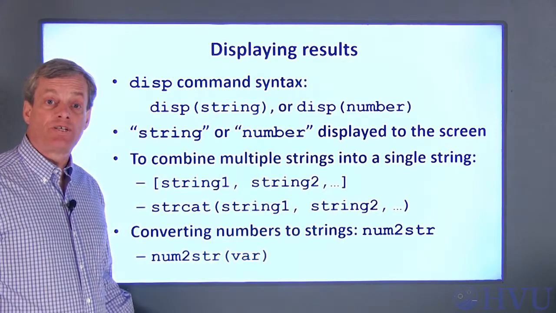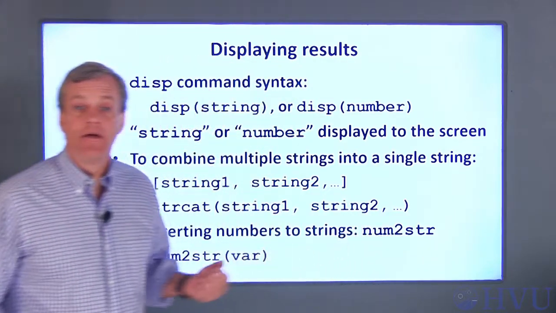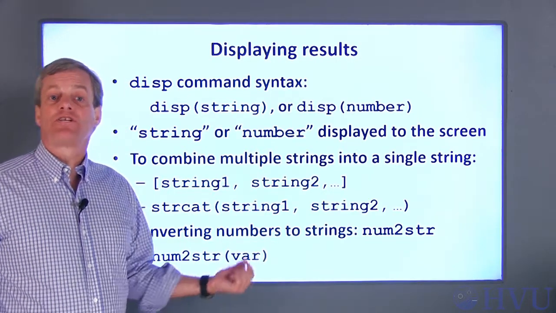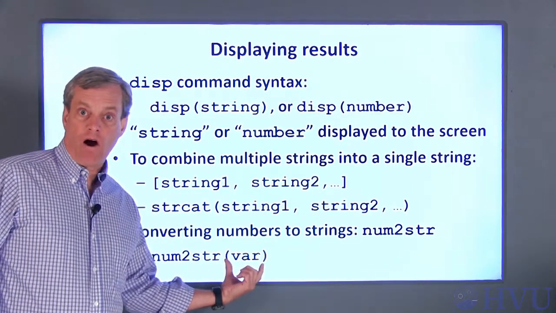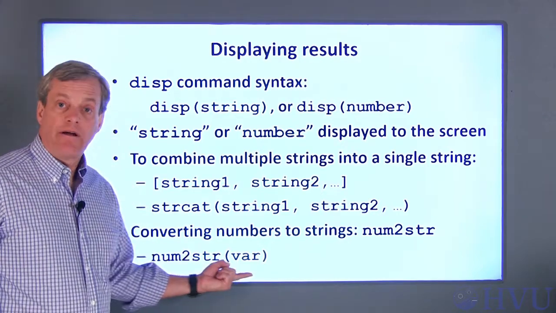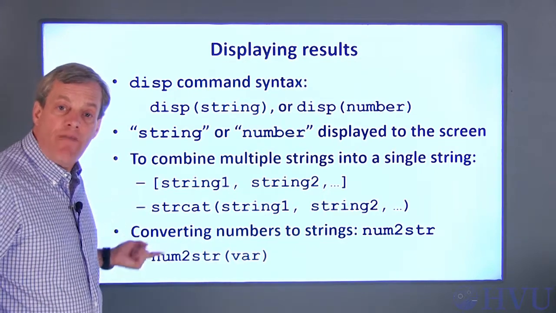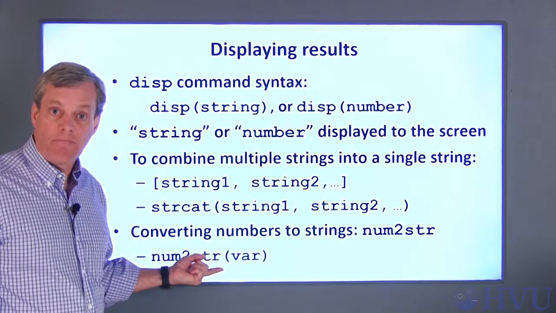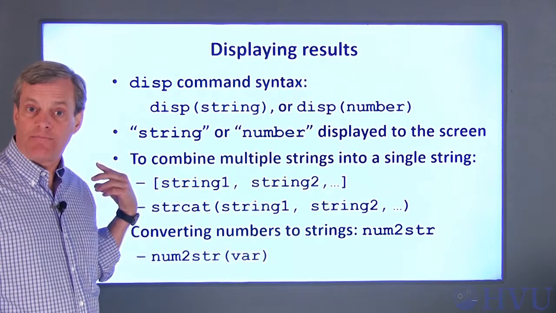You can convert a number to a string with the num2str command. This command accepts a number as an input and returns a string that looks like that number. So if we have a variable named var, which happens to be, say, 3, and we type the command num2str of var, we get back a string that looks like a 3. So this command can be substituted among these strings using this syntax. This whole string can then be used as an argument to the disp command.